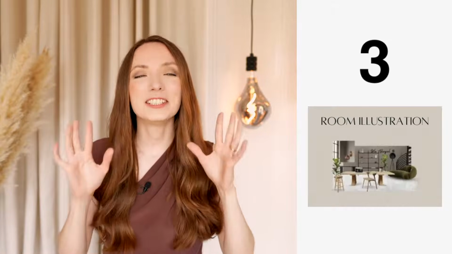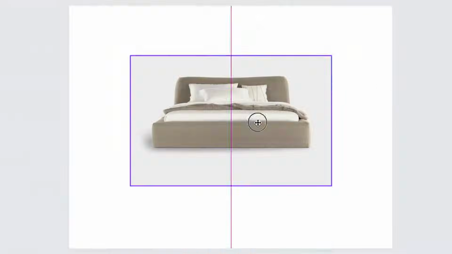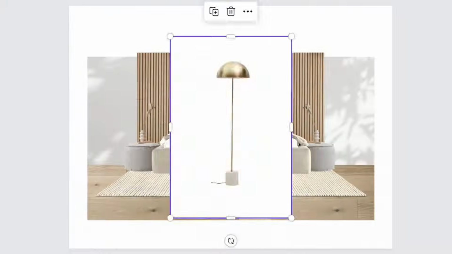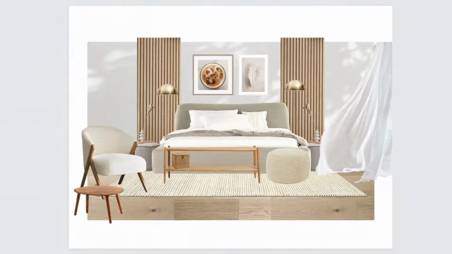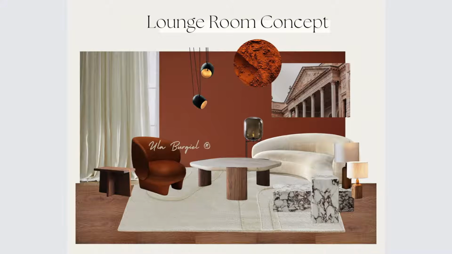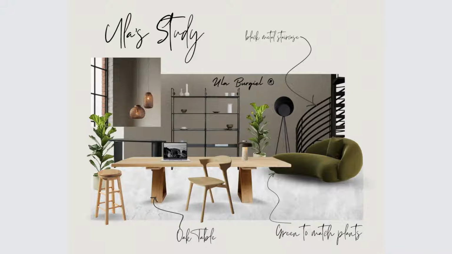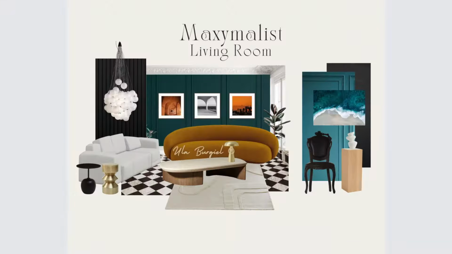Next, we have interior design mood board type number 3, the room illustration. It's slightly more advanced and we'll create one step by step shortly. Here are some examples. As you can see, you get all the different styles.